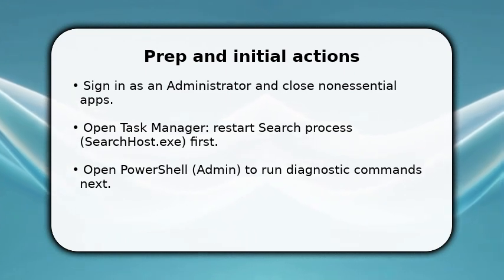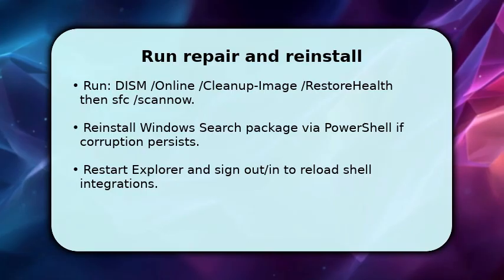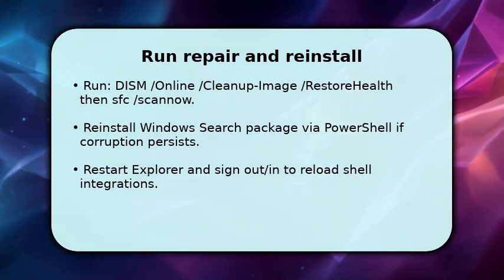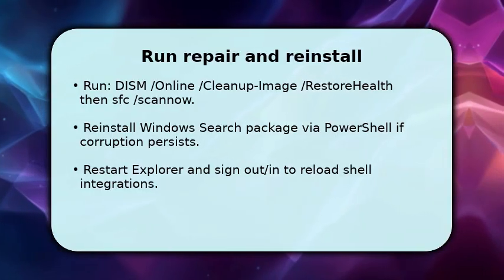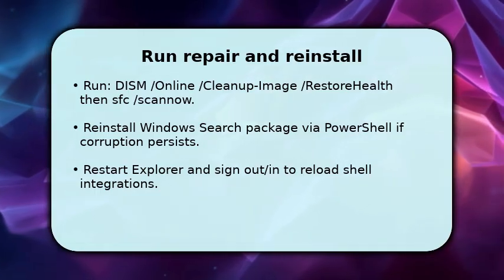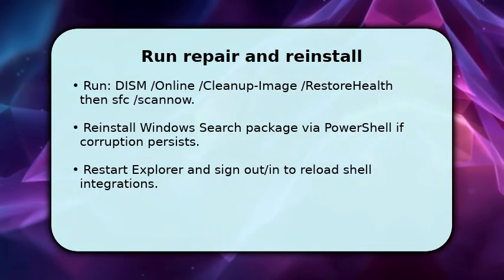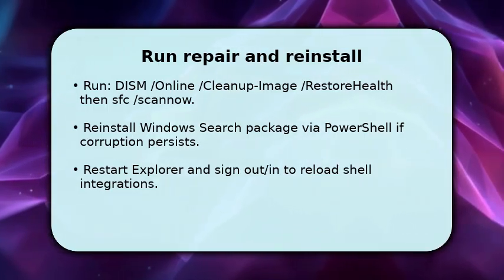With PowerShell open, run DISM to repair the system image, then run SFC to restore protected files because search depends on those components. If search still fails, run the PowerShell reinstall command that removes and reinstalls the Windows search feature to replace broken binaries and reset registrations. This addresses deeper corruption or bad updates.